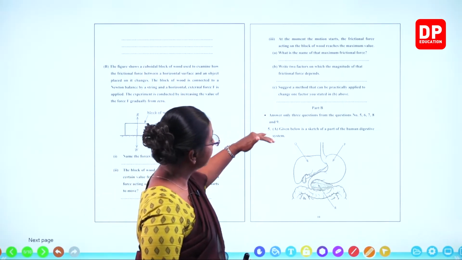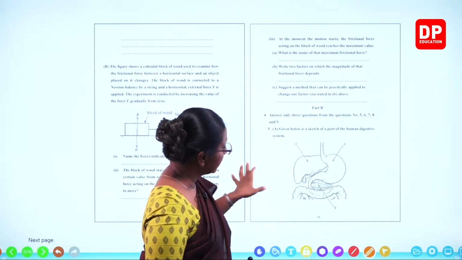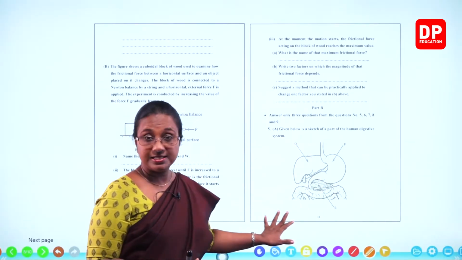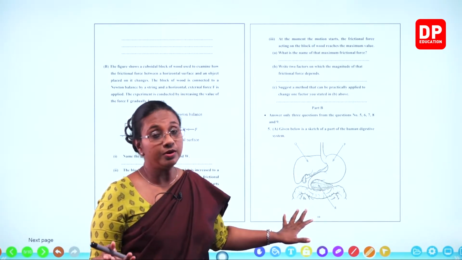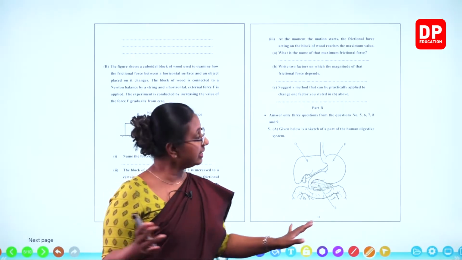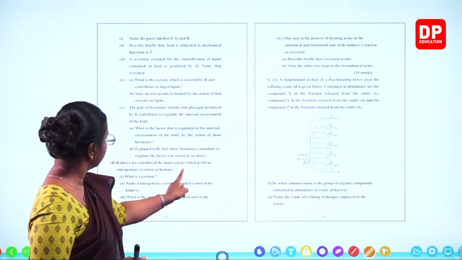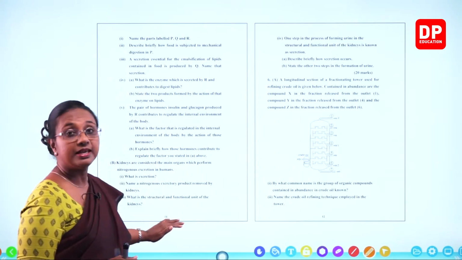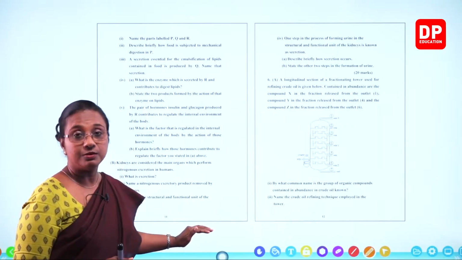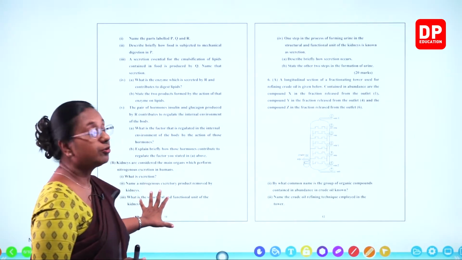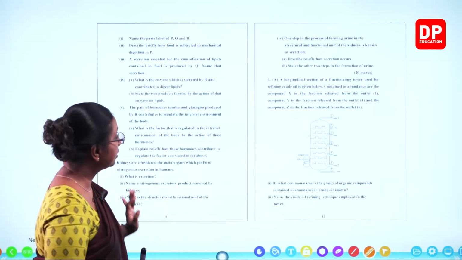So question 5 again has part A. You can see this is part of a digestive system, so immediately you know it is a biology related question. Then if I move on, here you can see part B is related to kidneys. So that is again a biology related question. So the fifth question is a biology related question.